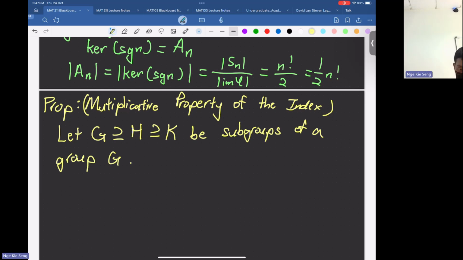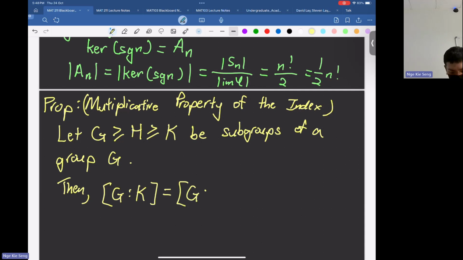So there's something about index. How many indices can you form here? You can form an index using H, and an index using K, with respect to G. But there's a third index you can form here, because K is a subgroup of H. So let's make it clear: K is a subgroup of H. So you have three of them. Then you will see that the index of K in G equals the index of H in G times the index of K in H.